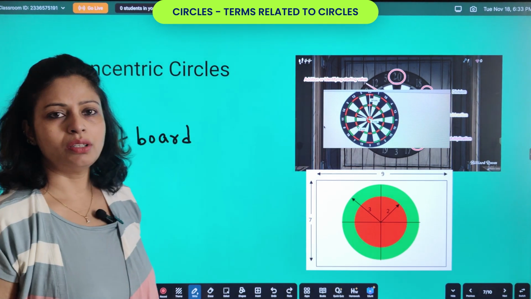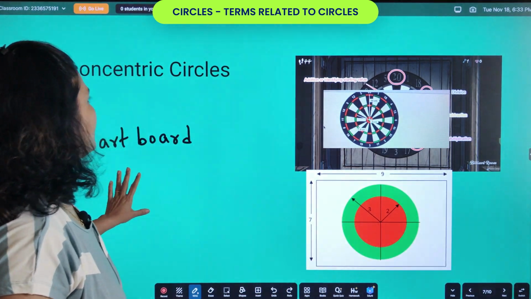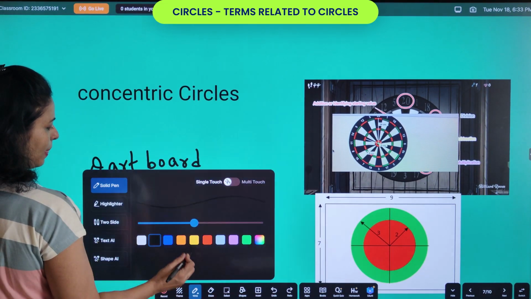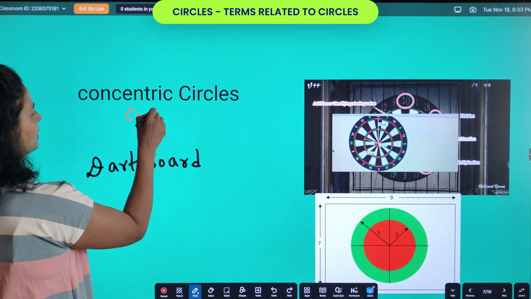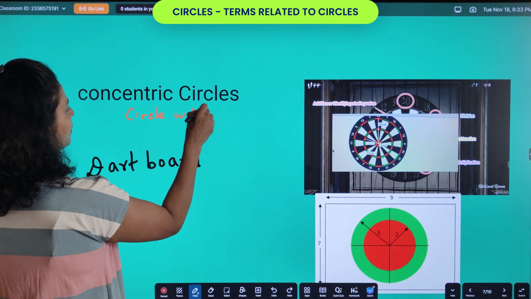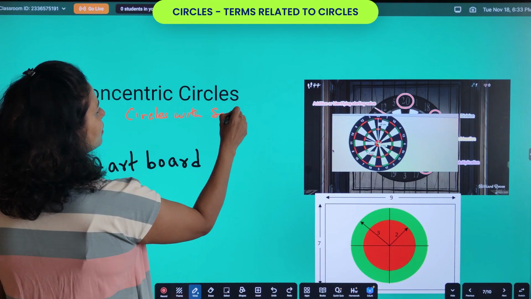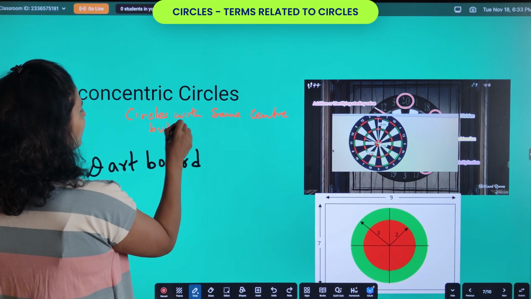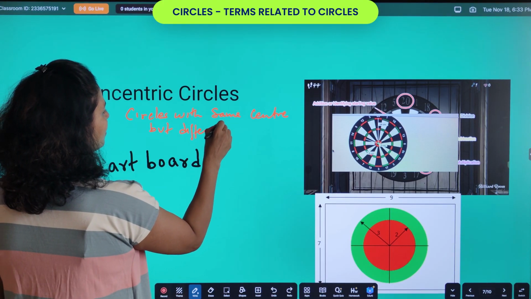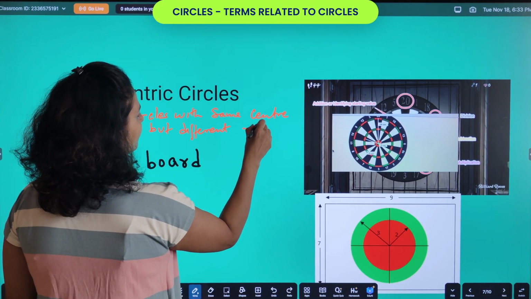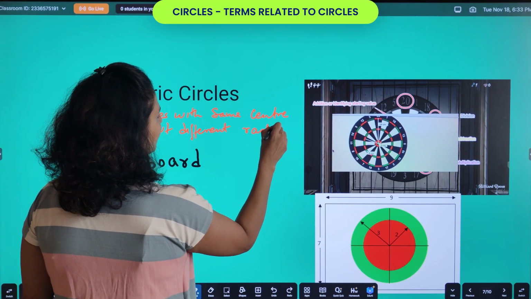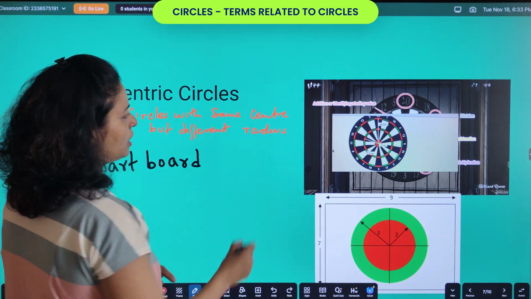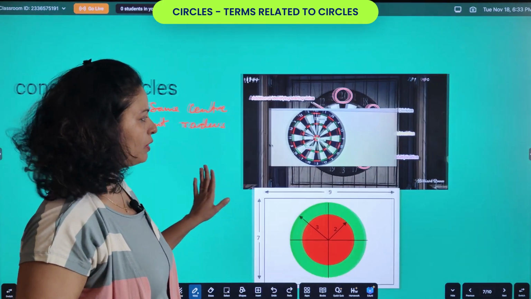Okay, coming to the other term, which is concentric circles. Now concentric circles are actually the circles. Here we draw many circles with the same center. They have a common center but different radius. Okay, so you can easily relate when you see a dartboard.